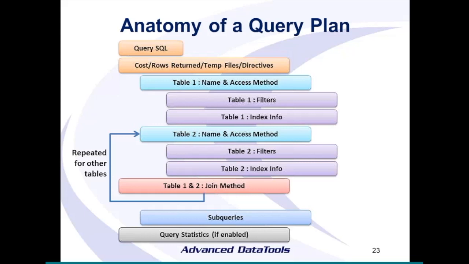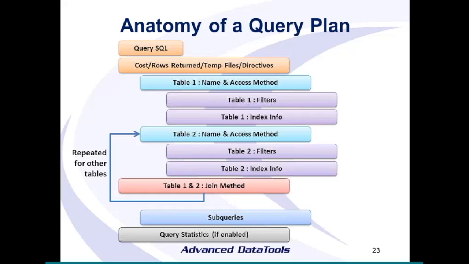It'll list the table name, followed by how it was accessed, whether it was an index, sequential scan, or whatever. Then, if filters were applied to that first table, those will be shown. And if an index was used to retrieve the data, the information on that index will be shown. So that's the first table hit. Then, if there's another table in your query, that will be listed, and the same thing will be shown. The name and the way the table was accessed, followed by any filters applied, and the index that was used, if one was used.